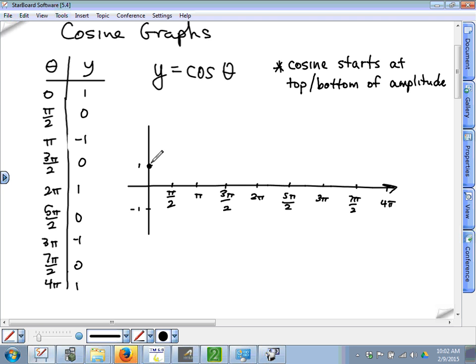So we're going to start at 1, pi halves comma 0, pi comma -1, 3 pi halves comma 0, and 2 pi comma 1. There's one cycle. The cycle started at 1 and it ended at 1. Then you start the next cycle. 0, -1, 0, +1.